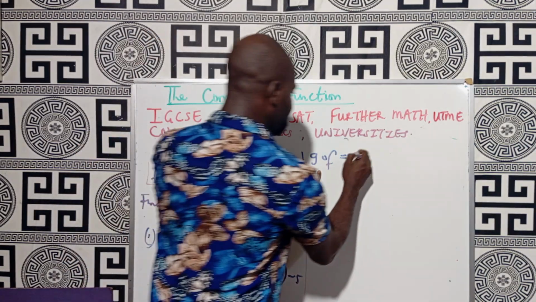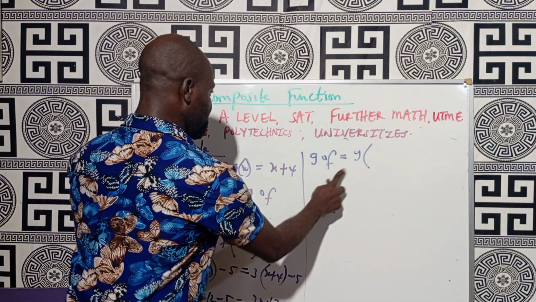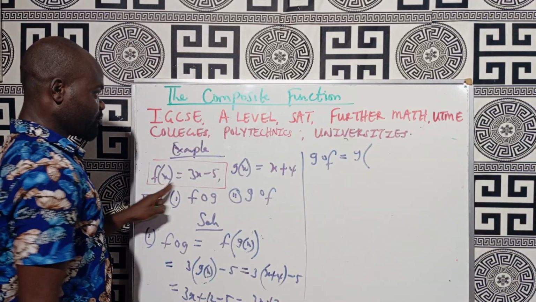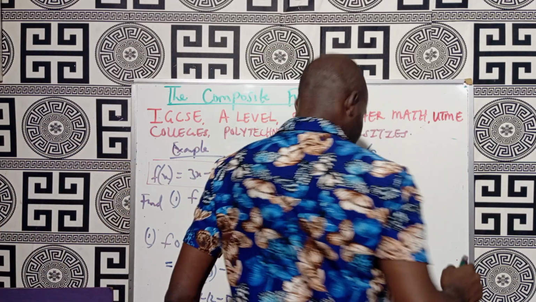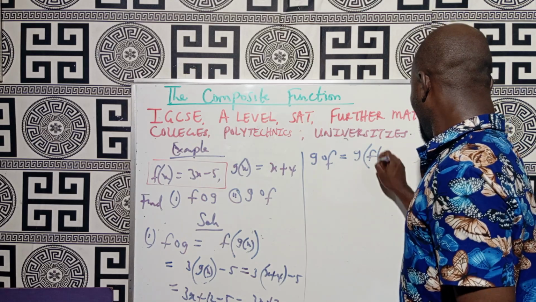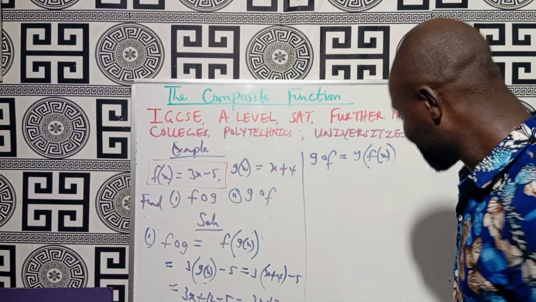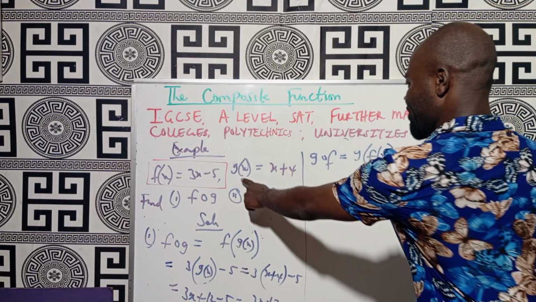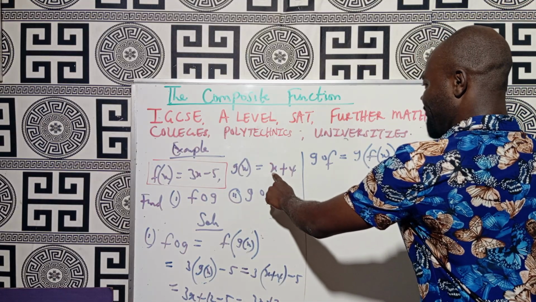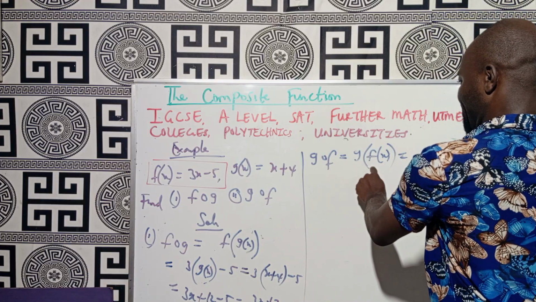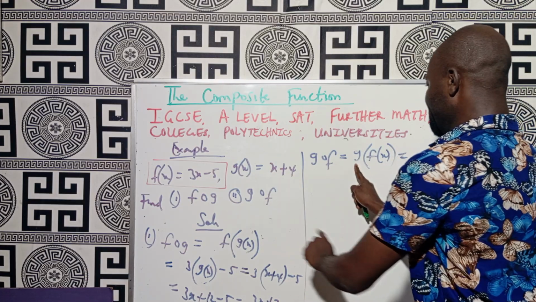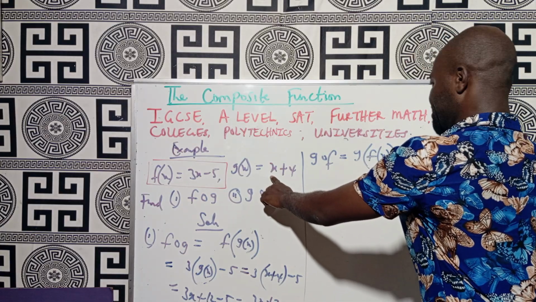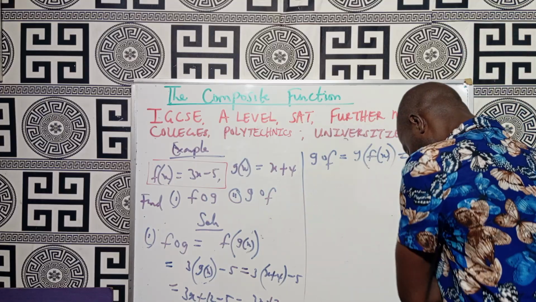So this one means g of, so my x is now my f of x. Whenever I have my x, I remove it and put f of x now, because my g is the base function. So that's my f of x plus 4. You see now?